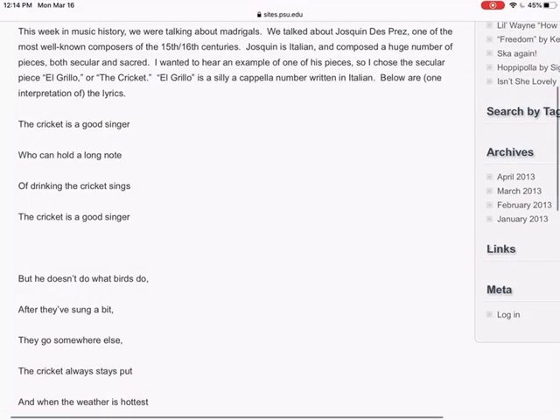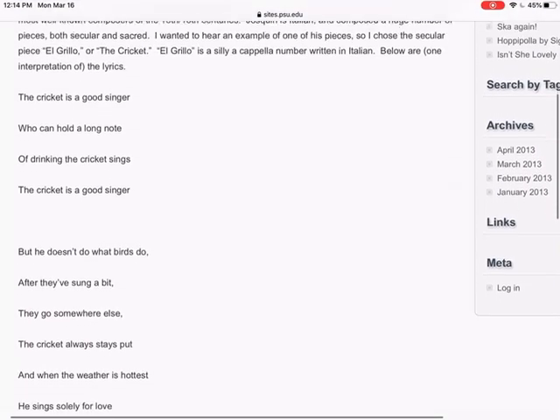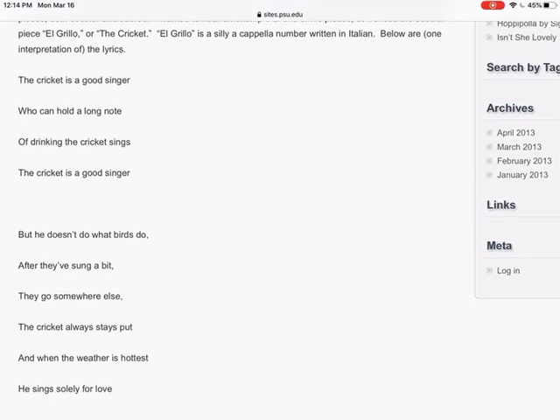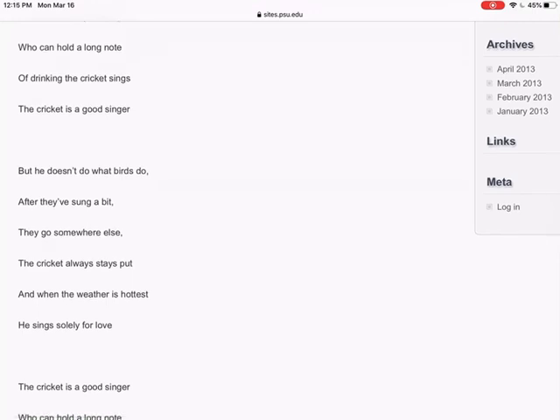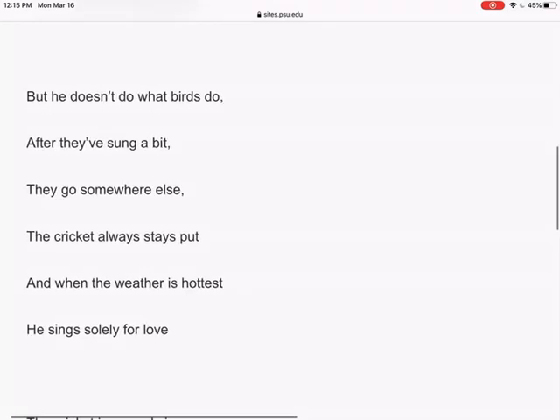Now, one other thing that I wanted to mention just briefly is the form. I didn't mention this with the Josquin piece. Here is the English translation. The cricket is a good singer who can hold a long note of drinking. The cricket sings. The cricket is a good singer. Okay, so we would call that the A section. That's the first verse, and we have specific music. Then we get to the second verse. The words change and the music changes, but he doesn't do what birds do. After they've sung a bit, they go somewhere else. The cricket always stays put, and when the weather is hottest, he sings softly for love.